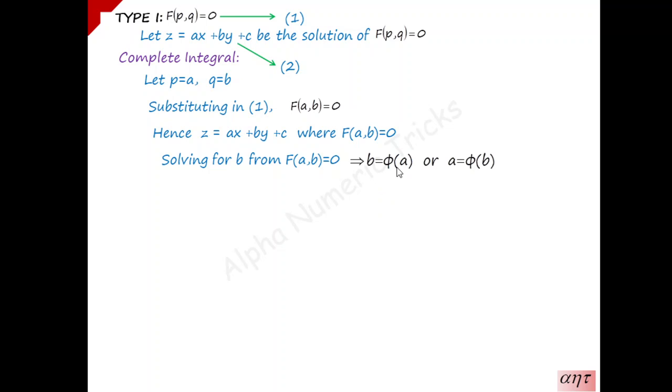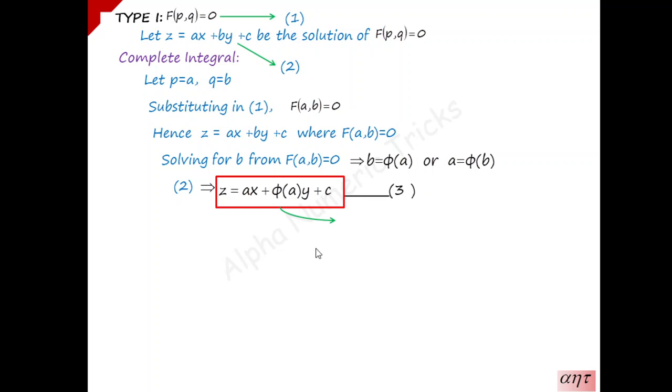So you can write b is equal to phi of a, that is, when you take b to one side and a to the other side, or a is equal to phi of b. That's why we are using a different function phi here. Now in this video we are using b is equal to phi of a to get the complete integral. Substituting b is equal to phi of a in equation 2, we get z is equal to ax plus phi of a into y plus c. Now the three arbitrary constants a, b and c are reduced to two arbitrary constants a and c, which is our required complete integral. Number it as equation 3.